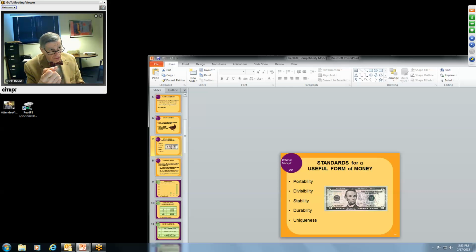These are the five, well, it doesn't say forms of money, but five reasons that we have money, that it satisfies different things. And it talks about here portability, divisibility, stability, durability, and uniqueness. And we can look at these pretty easily.